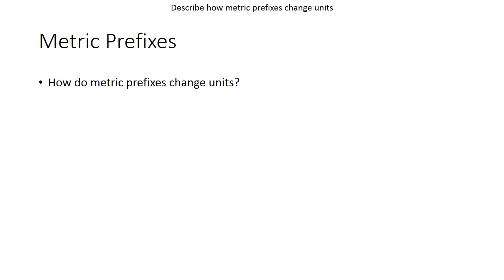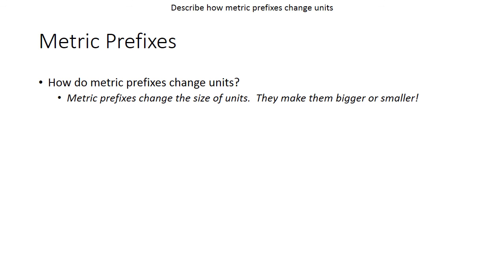A couple of review questions here. Just answer the question as each one pops up. How do metric prefixes change units? Well, metric prefixes change the size of units. They make them bigger or smaller. What does the prefix centi mean? Milli, kilo, deci. And these happen to be the ones that you will need to memorize. So the centi, milli, kilo, deci, you need to memorize what these prefixes mean.